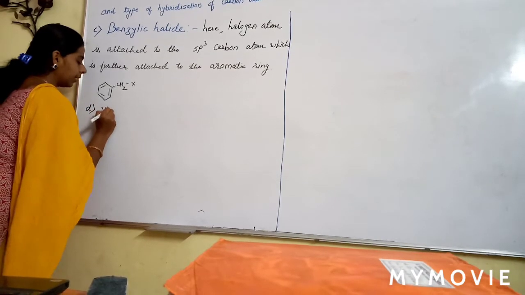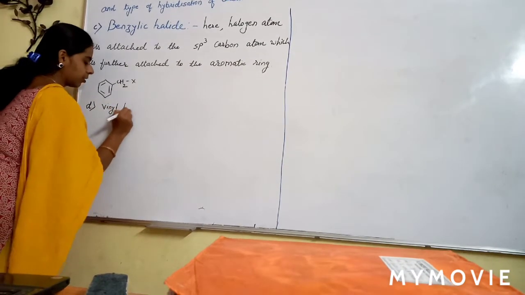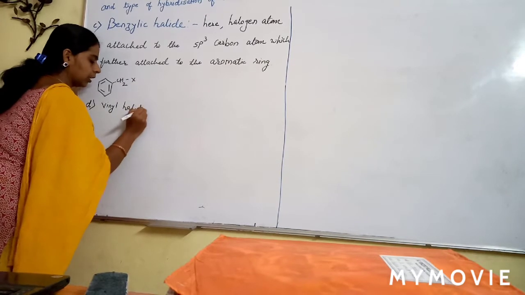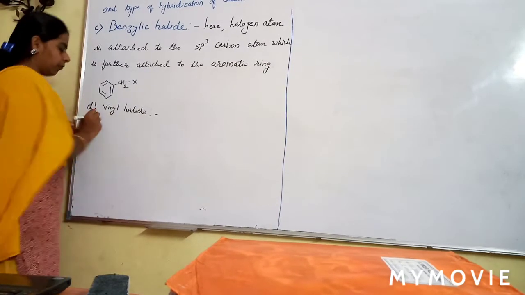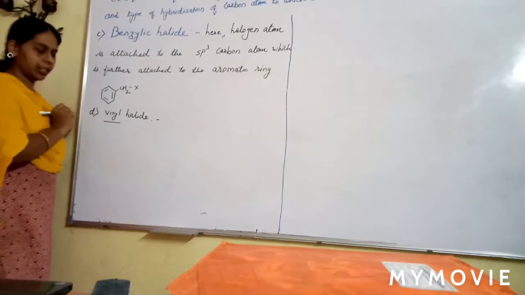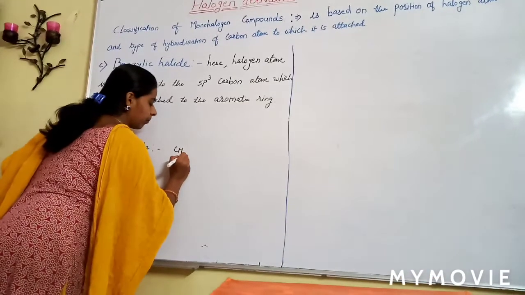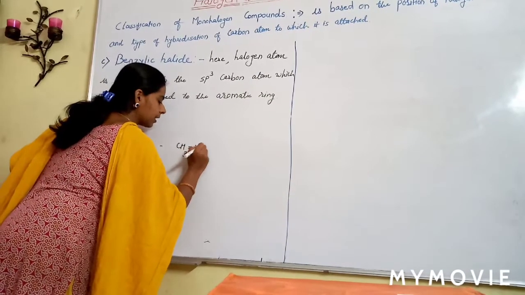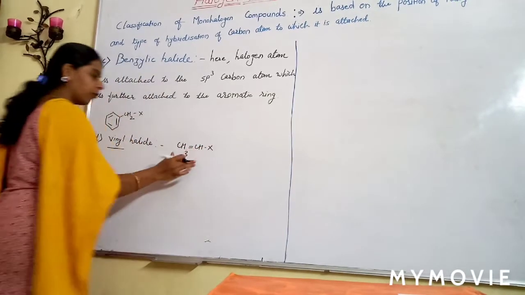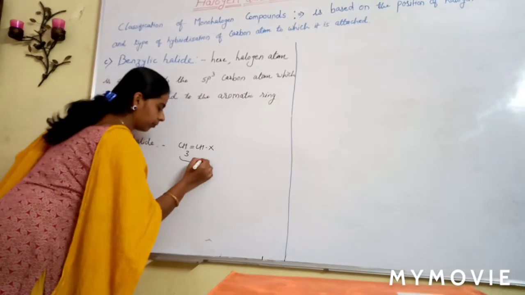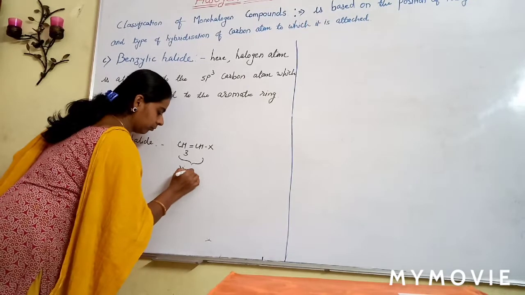Now the fourth classification is vinyl halide. Vinyl halide means a vinylic group. The halogen atom is attached to the vinyl group. What is the vinyl group? CH2=CHX. This will be the structure of the vinyl group. This is the vinyl group.